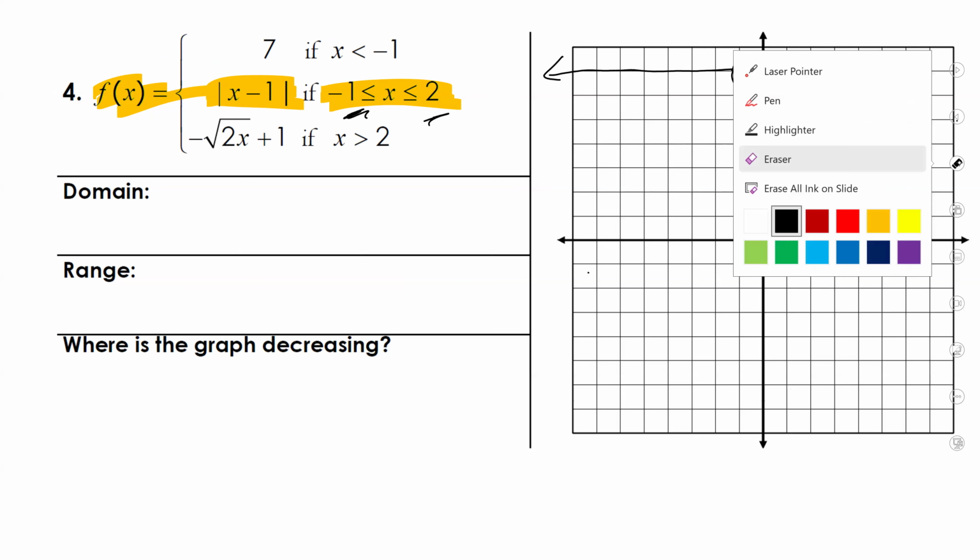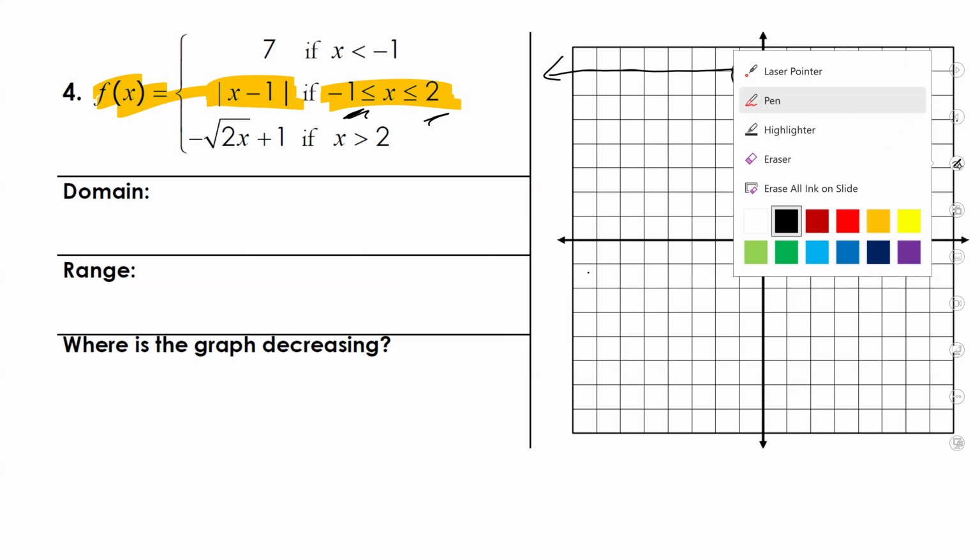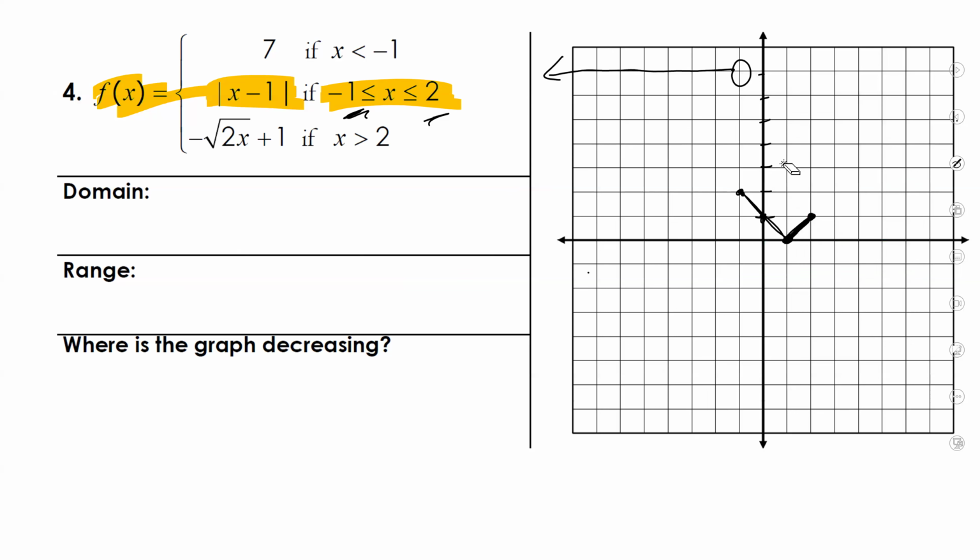I only want this graph between -1 and 2. So I'm not going to draw the whole V, just part of the V, between -1 and 2. Is that okay? Okay, another thing, guys, you can always plug in numbers. Let me show you what I mean.